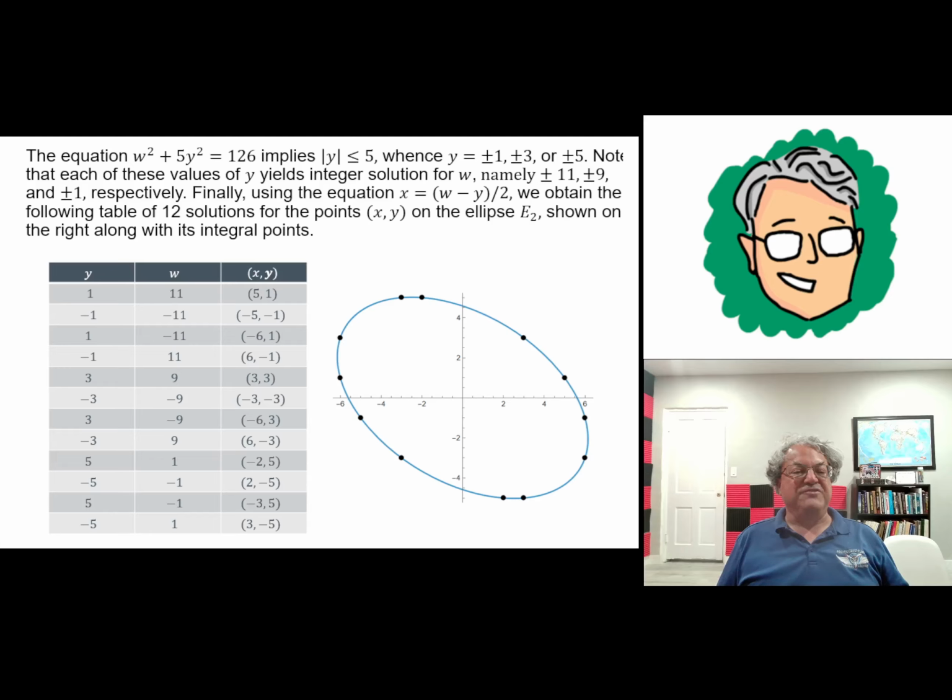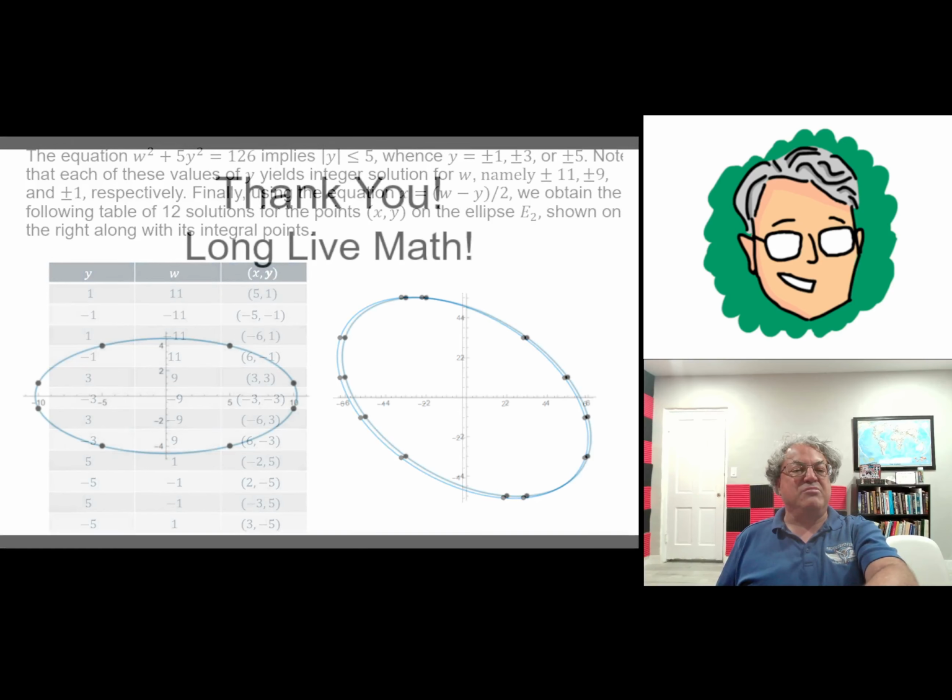And I didn't even have to use Mathematica to do this except for drawing graphs. So anyway, that completes my solution to this problem.